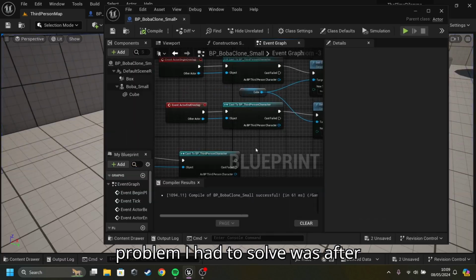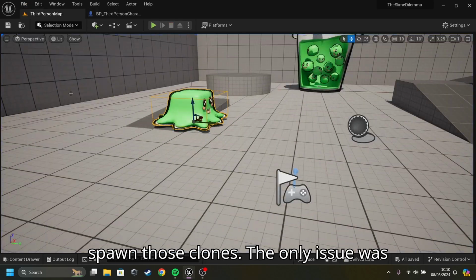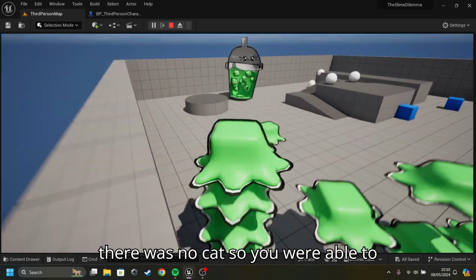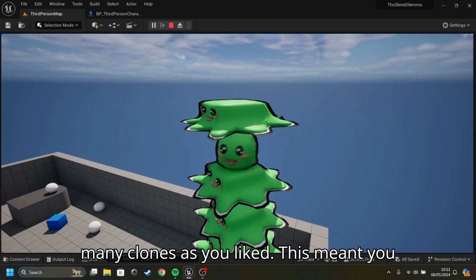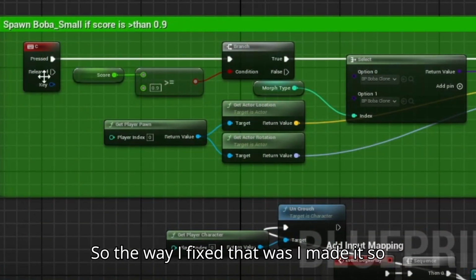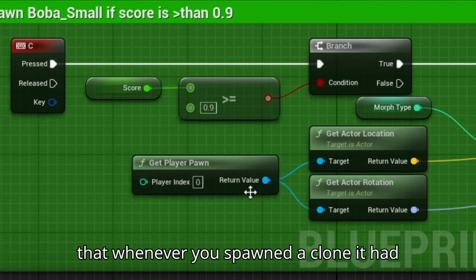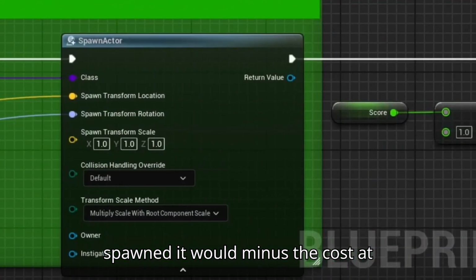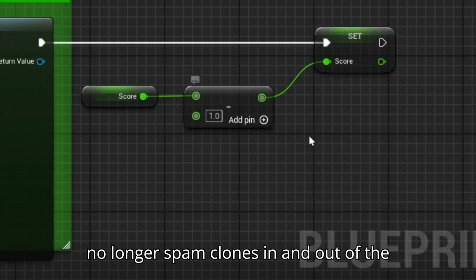The second problem I had to solve was that after collecting enough points, you were able to spawn those clones. The only issue was there was no cap, so you were able to spam the spawn key and you could spawn as many clones as you liked. This meant you could do things like stack clones on top of each other to get outside the level. So the way I fixed that was I made it so that whenever you spawned a clone, it had a point cost. Once the clone was spawned, it would minus the cost at the end of the code, which meant you could no longer spam clones in and out of the world.